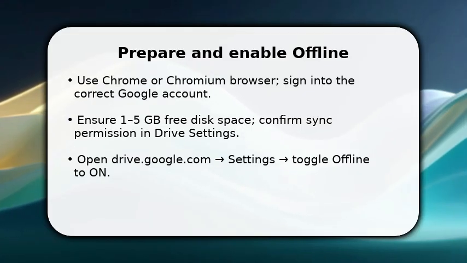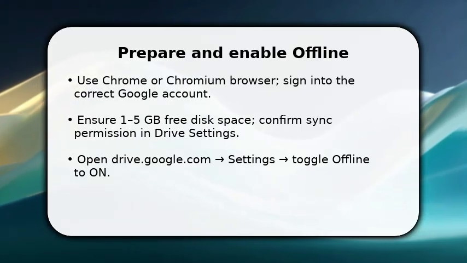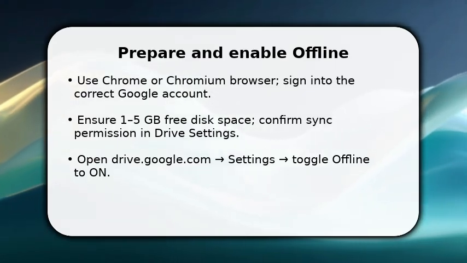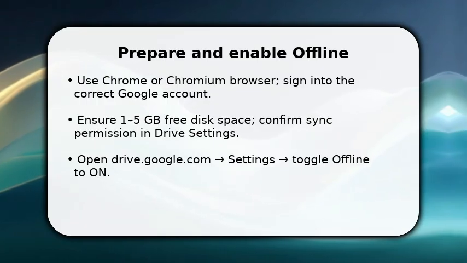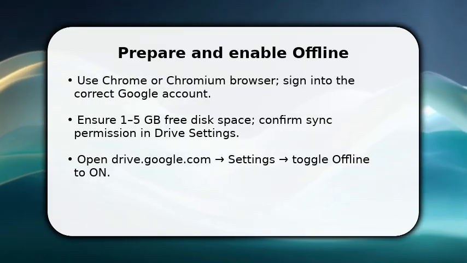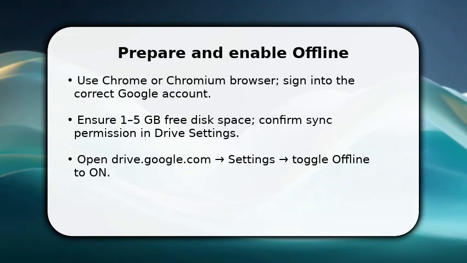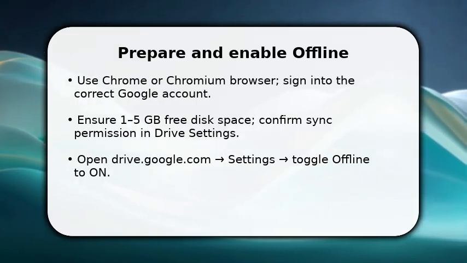You start by picking the browser. Chrome or another Chromium-based browser works best because Drive caches files there. Once signed into the Google account, you want offline access for Drive. Open drive.google.com and go straight to Settings.